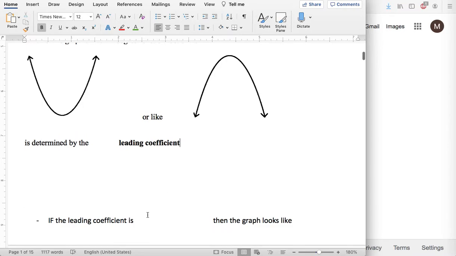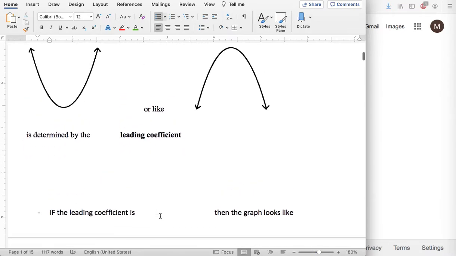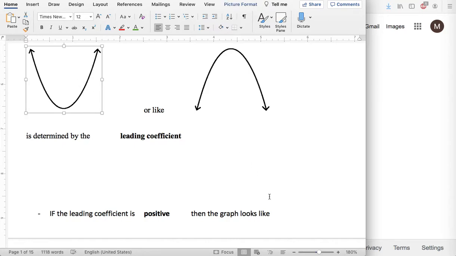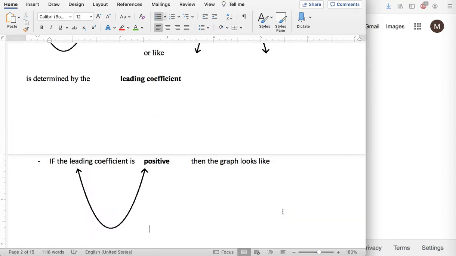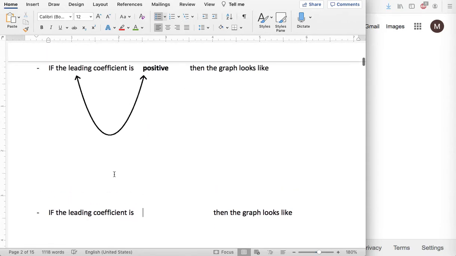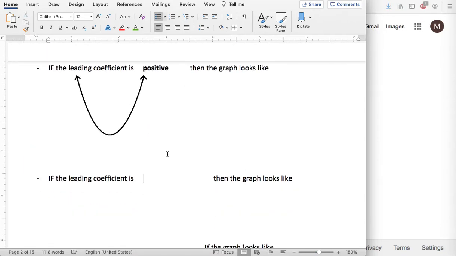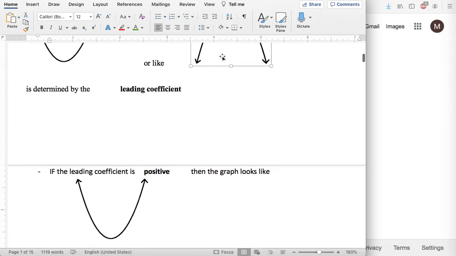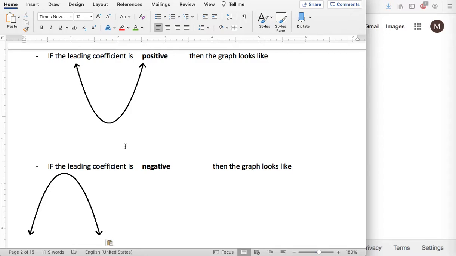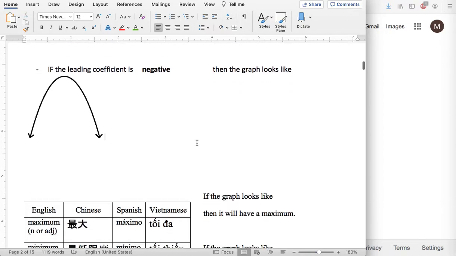If the leading coefficient is positive, then this is what the graph will look like. If the leading coefficient is negative, then the graph looks like the other one, the one facing down. All right.